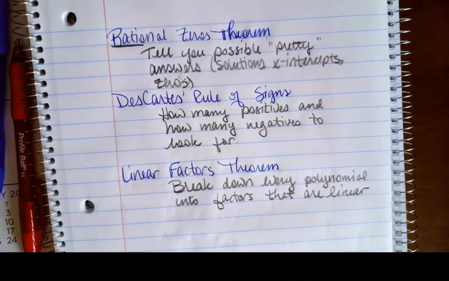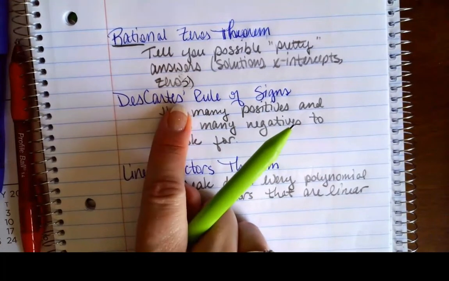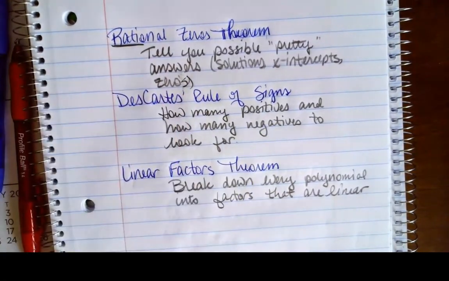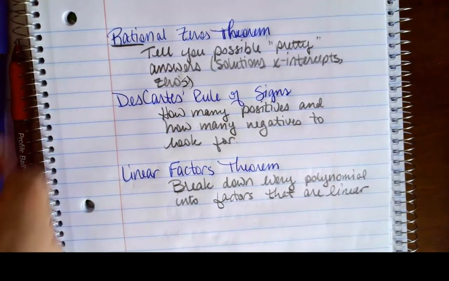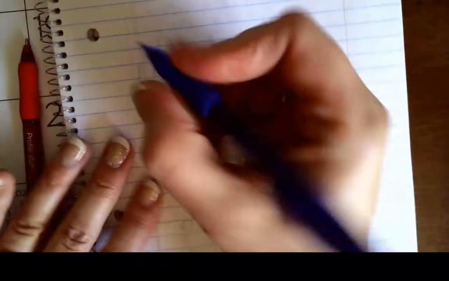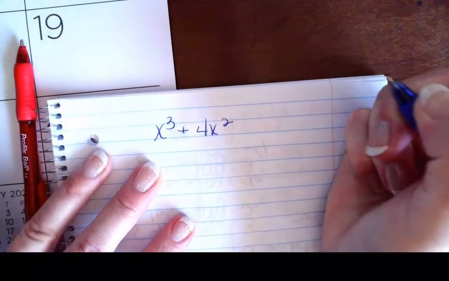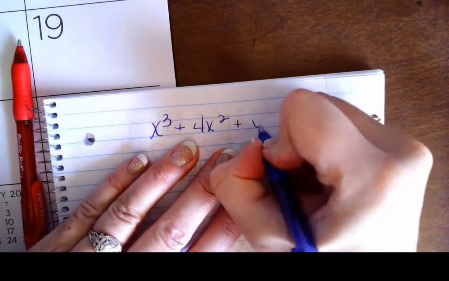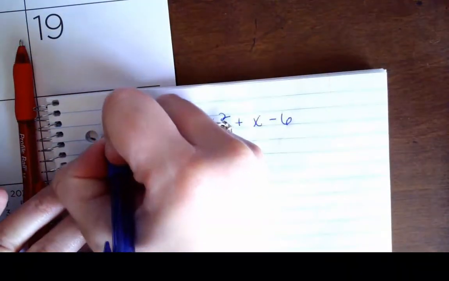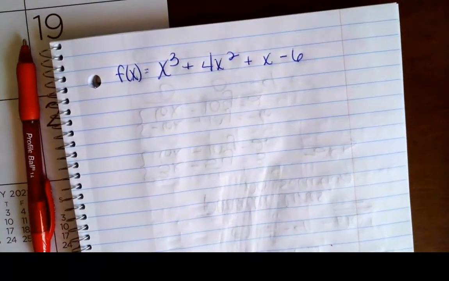So we've got the rational zeros theorem. We have Descartes, like day, like night and day, and cart, like a shopping cart. Descartes' rule of signs. And then the linear factors theorem or linear factorization theorem. So I have already made up a polynomial for you. And my polynomial is x to the third plus 4x squared plus x minus 6. And I would like to know where this thing hits the x-axis.